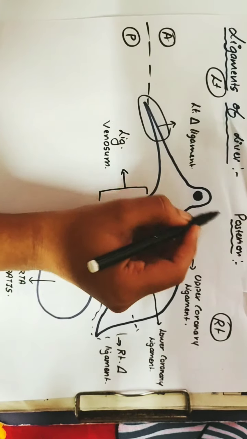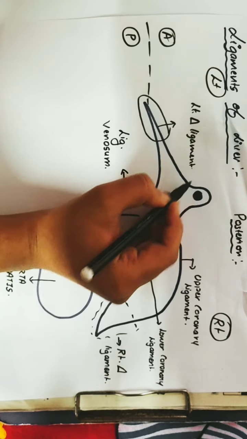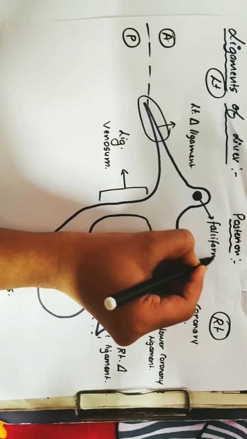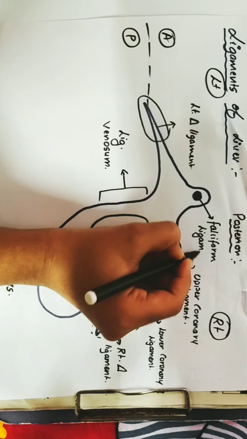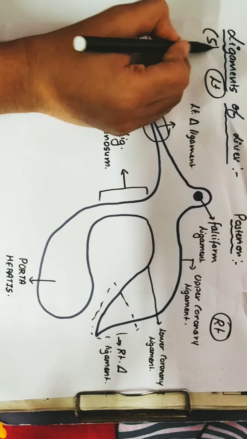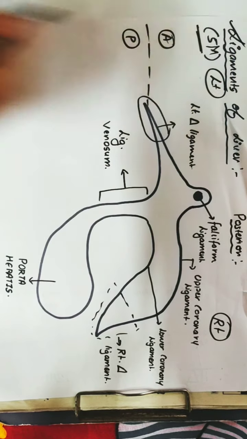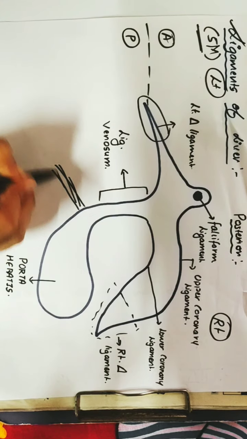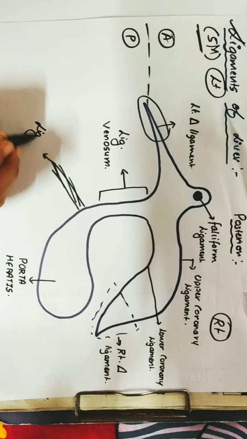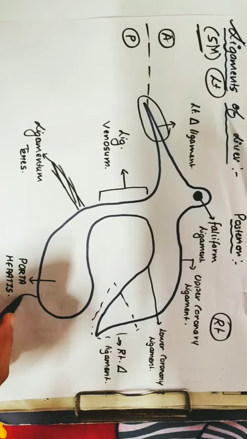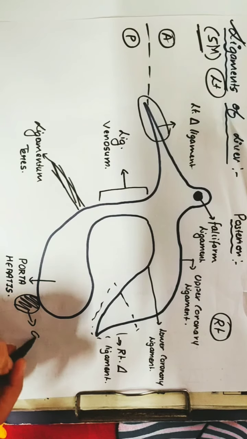Next, you can see a structure here. This is called the falciform ligament. Very important question: ligaments of the liver are usually asked for 5 marks. Next, here there is the attachment of a structure called Ligamentum Teres. And here also there is an attachment called the gallbladder.